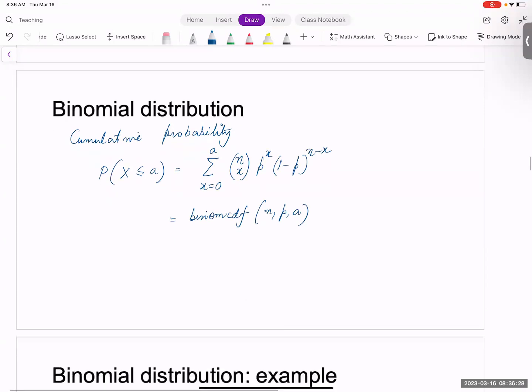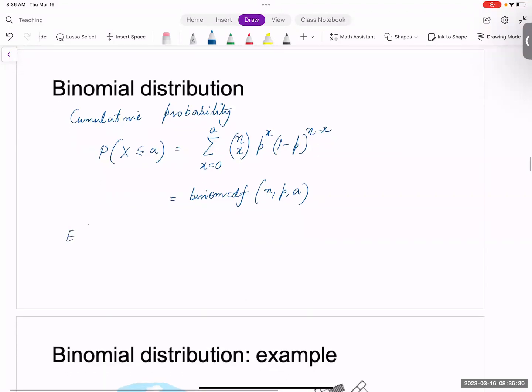Right, a couple more things here. I would like to say the expectation of x, where x is a binomial random variable, is equal to np, and the variance of x is equal to np times 1 minus p.